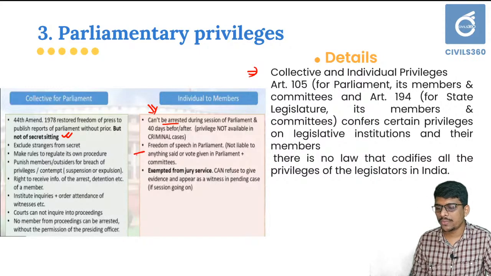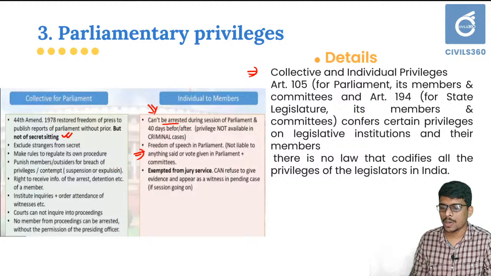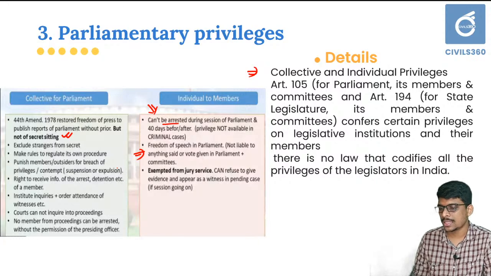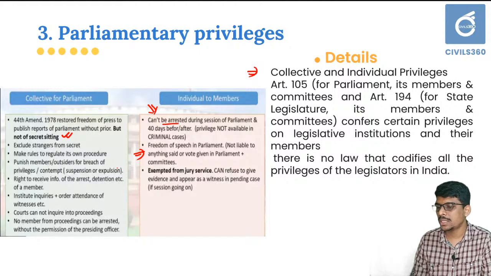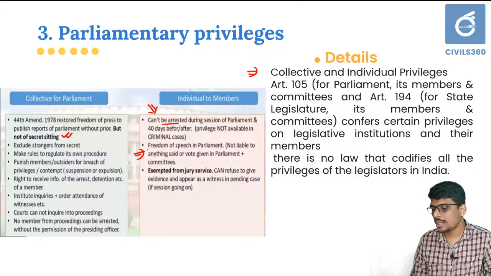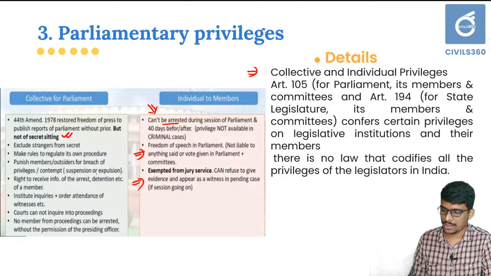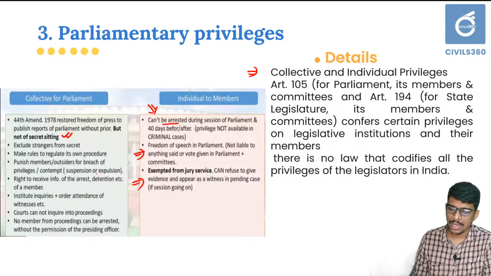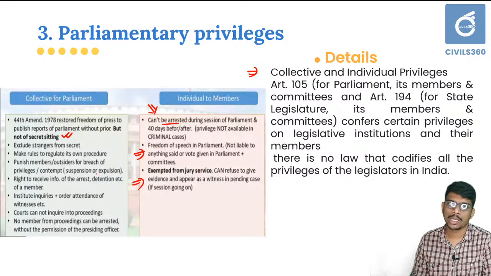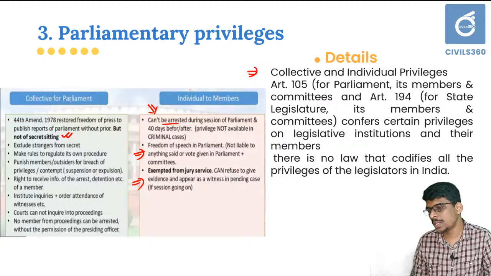And the second one is the freedom of speech in parliament. That is, not liable for anything said or voted in parliament or committees. The person who undertakes any action or speech in parliament is not liable for that, and can use complete freedom of speech within the boundaries of parliament. And the last one is exemption from jury service, and they can refuse to give evidence and appear as a witness in a pending case if the session is going on. That is for individual members.